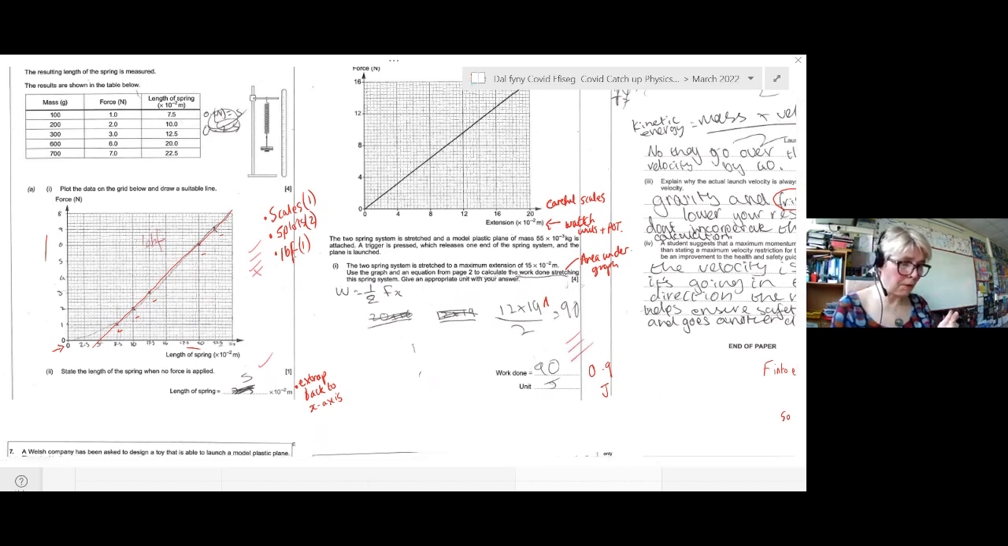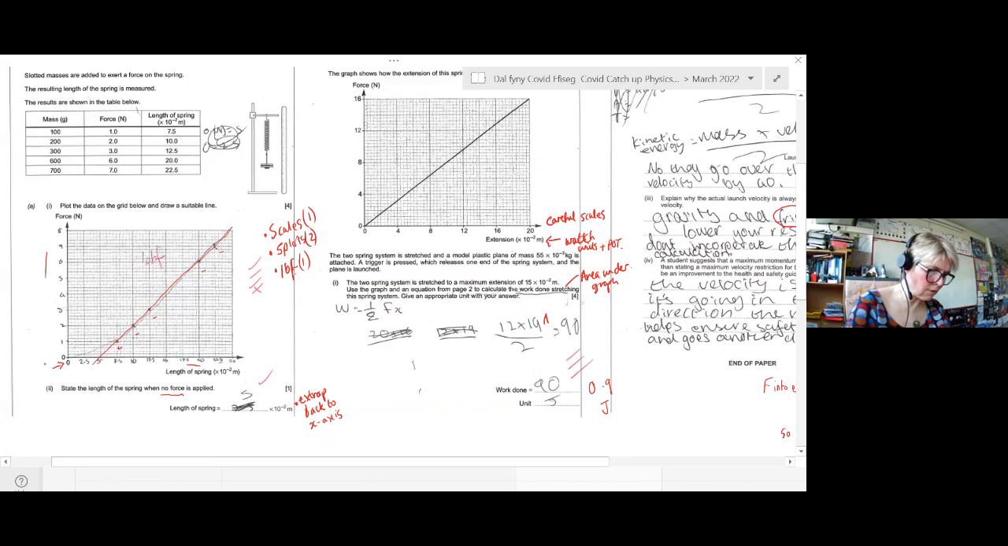Please make sure your pencils are sharp, so that you don't get deducted marks for blobs and too thick lines. You do need a ruler for this, and you need to what we call extrapolate that line. It says state the length of the spring when no force is applied. So that is down to this part here when the force is 0. So where does that line cross the axes here?